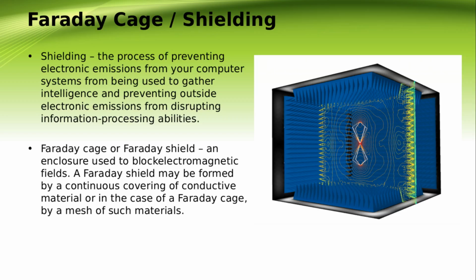Cage and shielding. Shielding is the process of preventing electronic emissions from your computer system from being used to gather intelligence, and preventing outside electronic emissions from disrupting information processing ability. A Faraday cage or Faraday shield is an enclosure used to block electromagnetic fields. A Faraday shield may be formed by a continuous covering of conductive material, or in the case of a Faraday cage, by a mesh of such material.